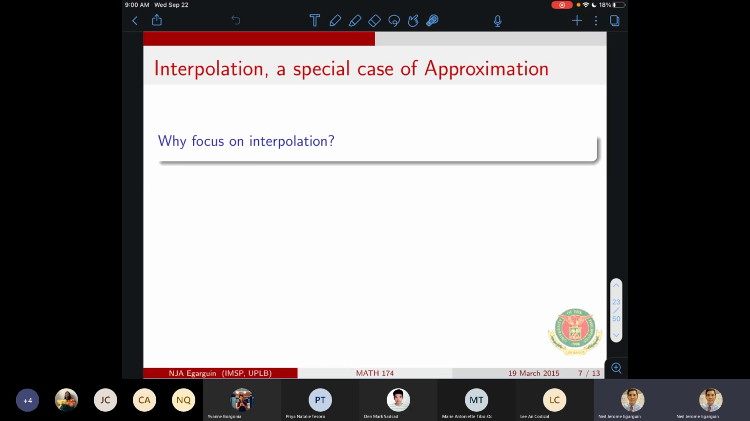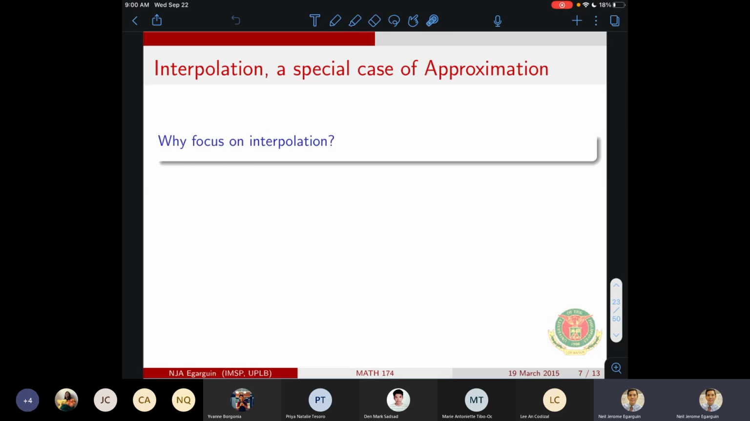Okay. Now, from a Math 174 point of view, we focused on interpolation because you will learn other approximating techniques if you go to your applied math courses, or in your math courses, or even in statistics, they do curve fitting and so on.